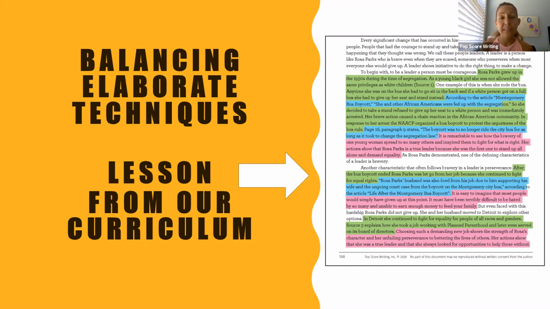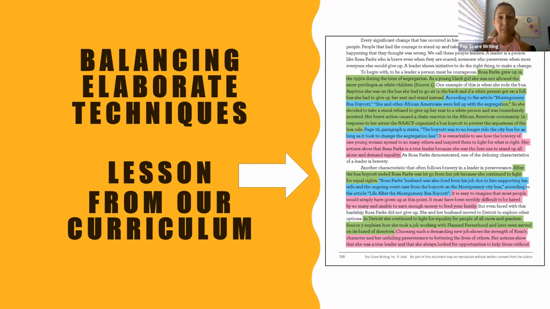Everywhere you see blue is evidence that has been quoted. Everywhere you see green is evidence that has been paraphrased. Everywhere you see pink is the writer's own thoughts and ideas. Now, in this lesson, we explain to our students, if you view this example essay as a whole, there is about the same amount of each color. That means there is a balance of each type of elaborative technique.